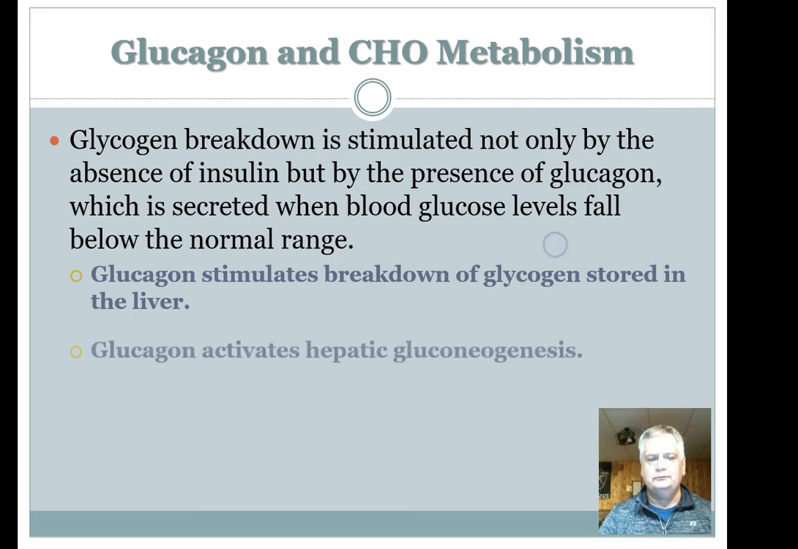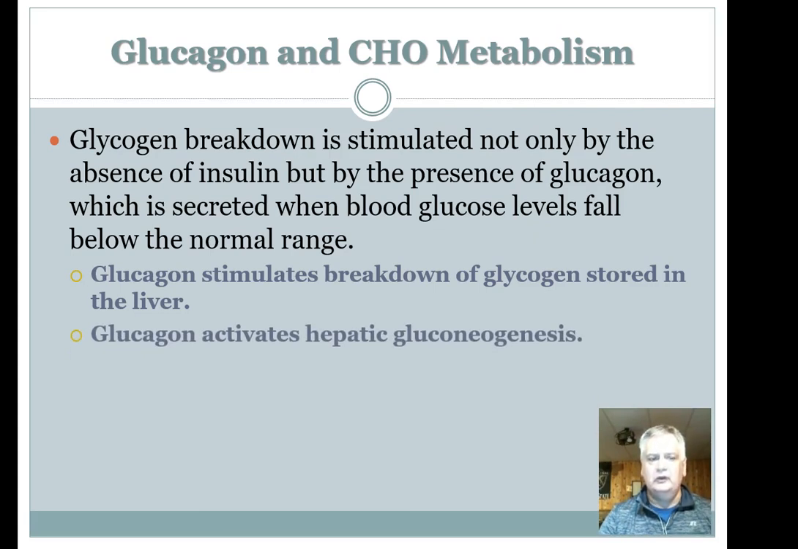hepatocytes, those liver cells. In addition to this, glucagon will also activate hepatic gluconeogenesis. Gluconeogenesis means neo, new, genesis, to generate, and glucose, to generate new glucose. Oftentimes what the liver will do under the stimulation from glucagon is take other substances like amino acids and convert them into glucose, which it can continue to pump out into the blood, so that the blood glucose levels can come back up if they don't come up adequately by simply breaking down glycogen and releasing glucose.